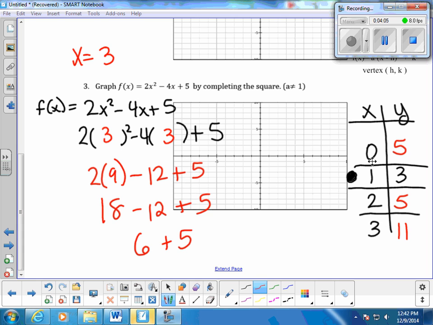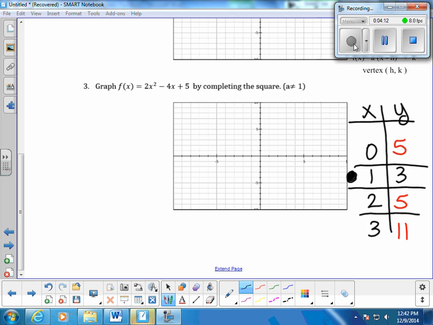Now we'll transfer these ordered pairs to the graph and name domain and range. So we'll start with 0, 5, 1, 3, 2, 5, and 3, 11 is somewhere up here. So our parabola looks like that. The domain is going to be the x values left to right, -infinity to +infinity. And the range is going to be starting from the bottom to the top, the bottommost y value, which is 3, to infinity.